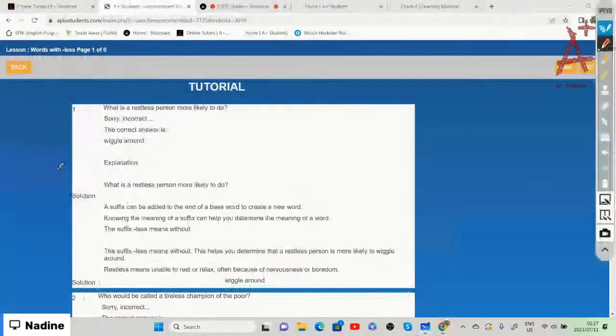All right. What is a restless person more likely to do? So basically, a restless person is more likely to wiggle around, right? Meaning that the restless person cannot sit still, needs to constantly wiggle around or fidget or do something.